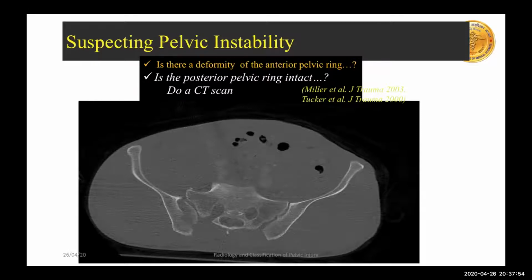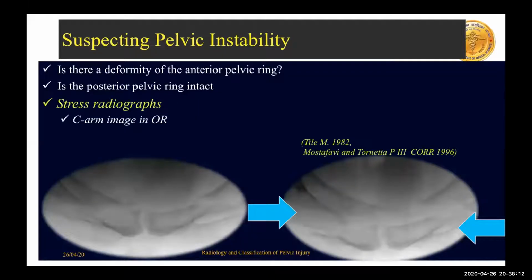And herein we need to do our 2D scans as well as the sagittal reformats, which will tell us exactly what is happening to the posterior part of the pelvic ring, as is visible on one side on this 2D scan, which has a posterior ring injury and an SI joint disruption as well. The third question we need to ask ourselves, after assessing the anterior and posterior pelvic ring, is that we need to do stress radiographs.